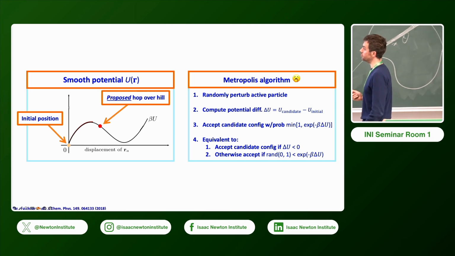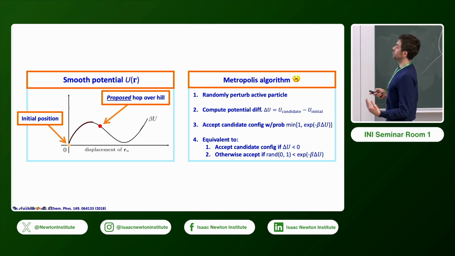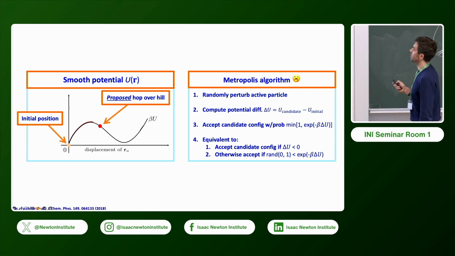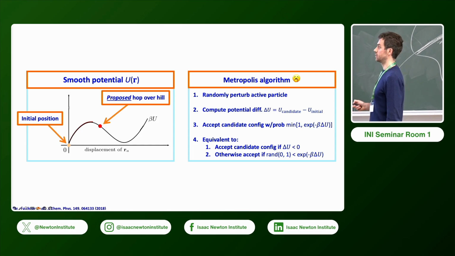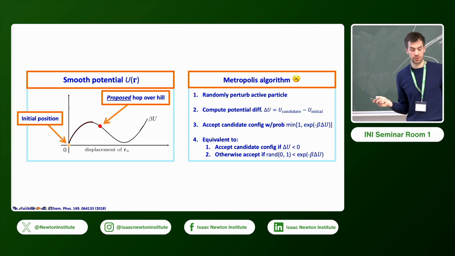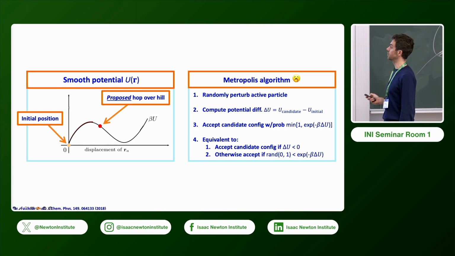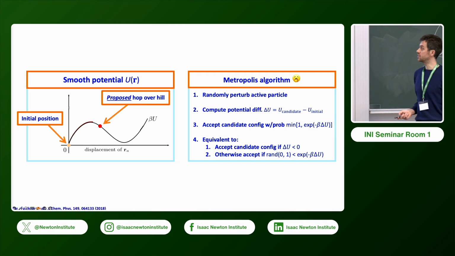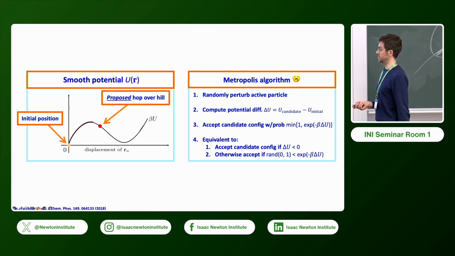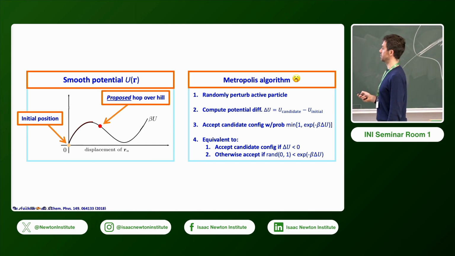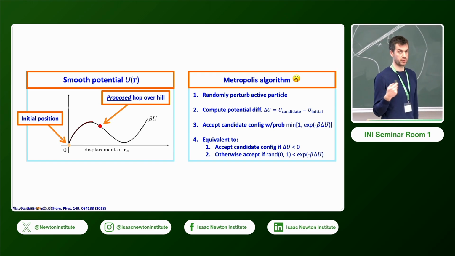So we have some smooth two-particle potential U of r, so we just have two particles in our system. One of them is somewhere, we don't care where it is. This is the one that is currently what we call active, and it's starting at some position 0 in light orange here. We choose some particle at random, we randomly perturb it, and this is the candidate position. We compute the potential difference and accept the candidate with probability minimum of 1 and exp minus beta delta U. This is equivalent to accepting the candidate configuration if the potential difference is negative, but in this case the potential difference is positive, and so we accept it if some random number between 0 and 1 is less than e to the minus beta delta U.